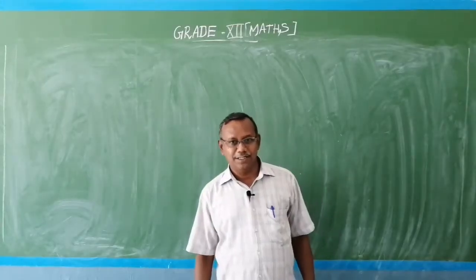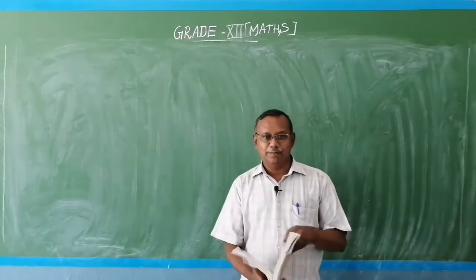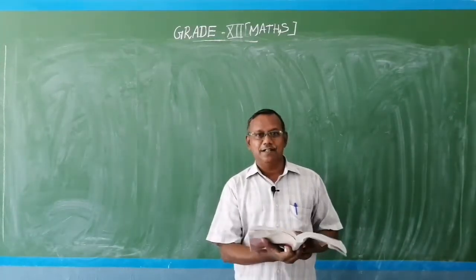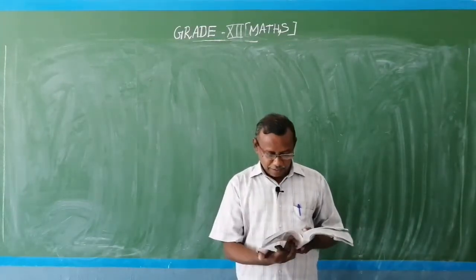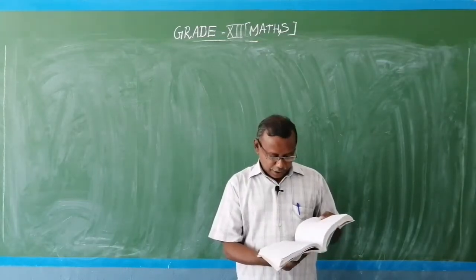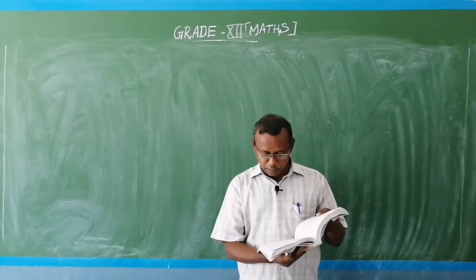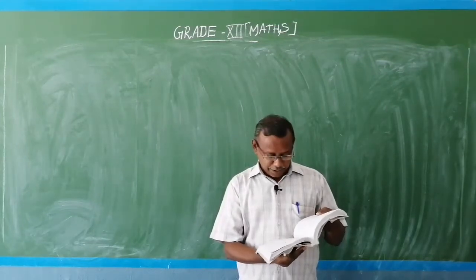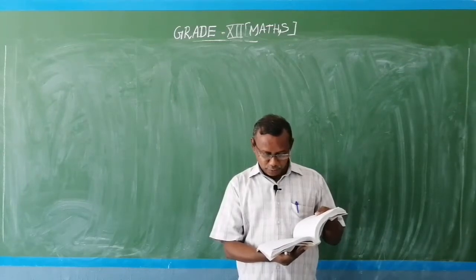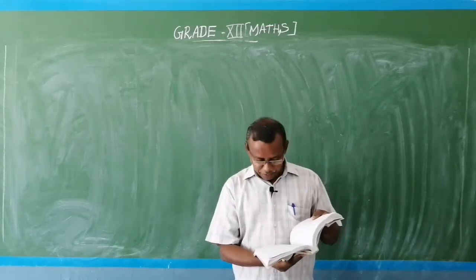Good morning students, today we are going to solve the problems given in the miscellaneous exercise on chapter 11. The first problem is: show that the line joining the origin to the point (2, 1, 1) is perpendicular to the line joining the points (3, 5, -1) and (4, 3, -1).